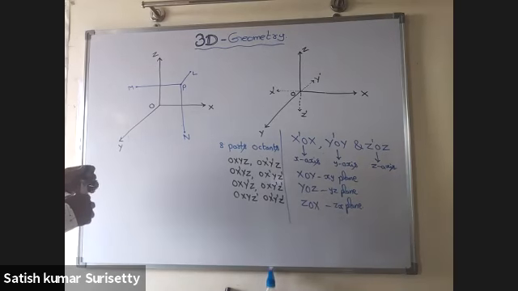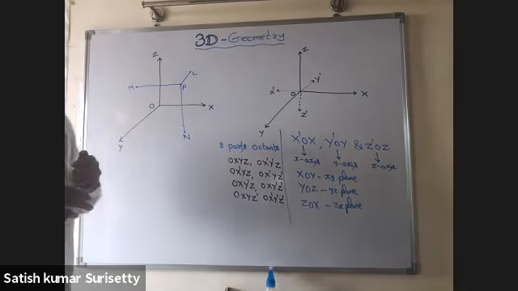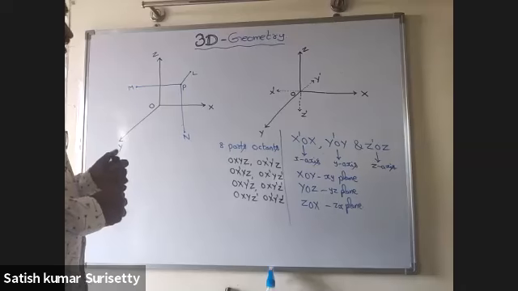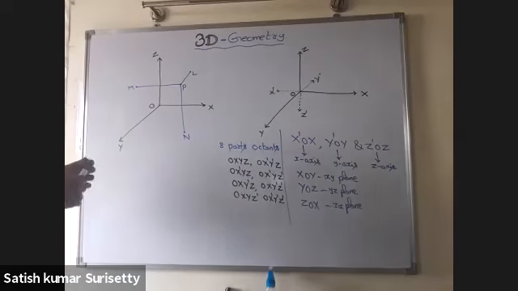The directed distance of the point P from YZ plane is called x coordinate.